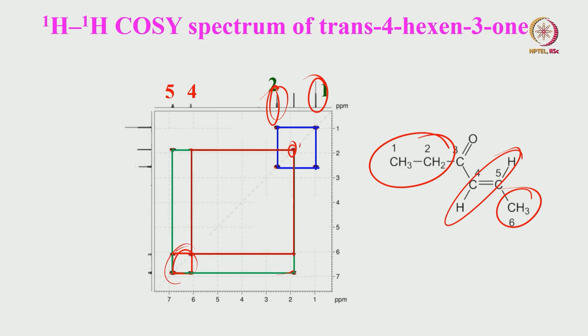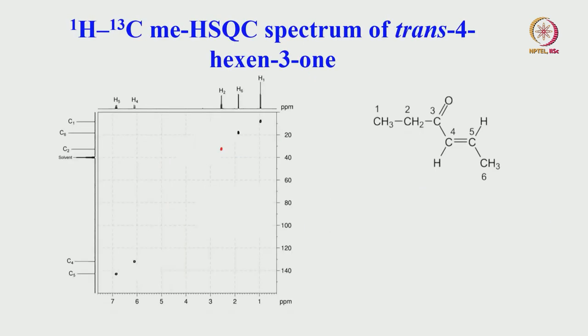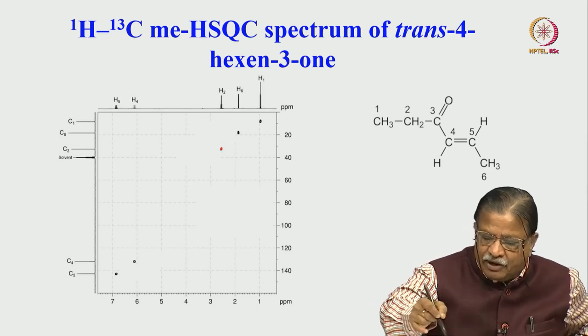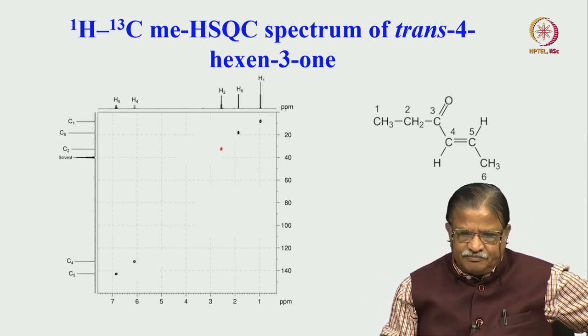So 4 and 5 are correlated and both of them are correlated to 1. Very easily you can identify which is which. And of course, further to find out the number of carbons and everything, whether it is a CH2 proton or a CH3 proton, because we need to identify whether it is CH2 or not. By looking at the multiplicity pattern, triplet and quartet, you know one is CH2, the other is CH3.